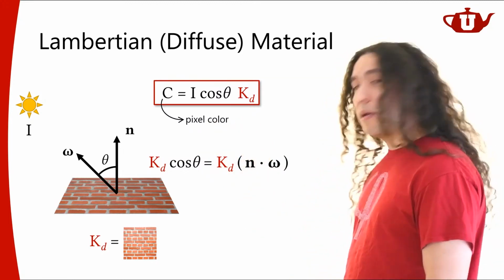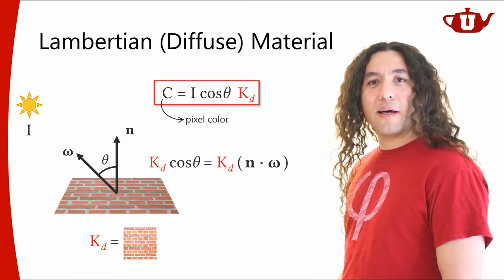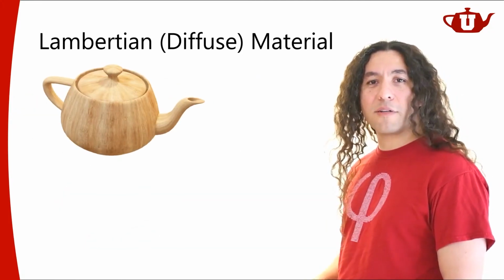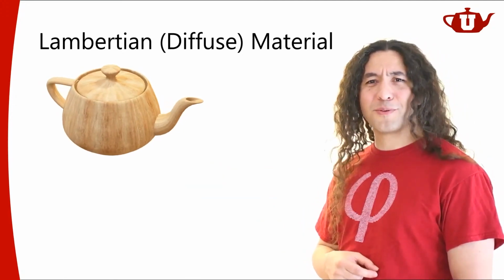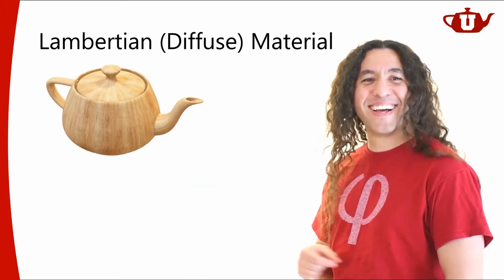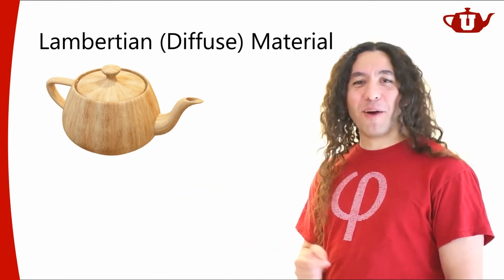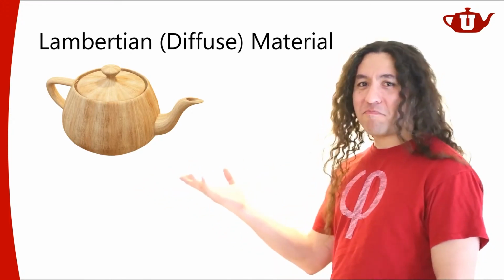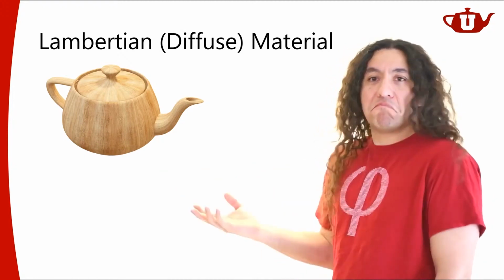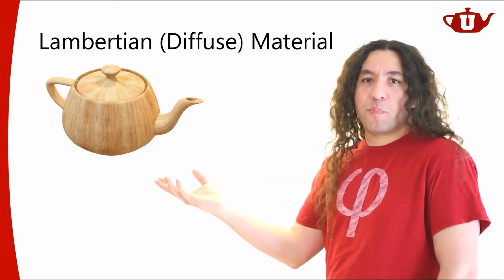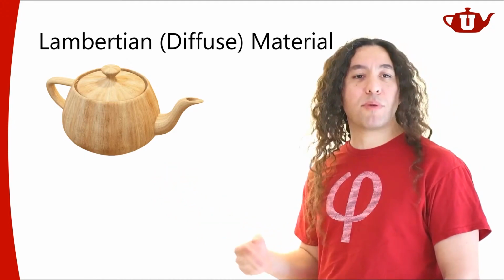So here is an example Lambertian material on our lovely teapot. In this case, I'm using a more reasonable texture on the teapot. So now we have a wooden teapot, right? This is what a Lambertian material would look like. Looks fine, right? I have parts that are darker, parts that are brighter.